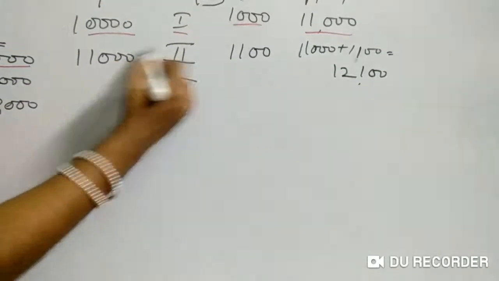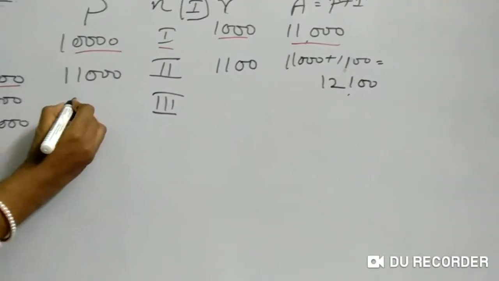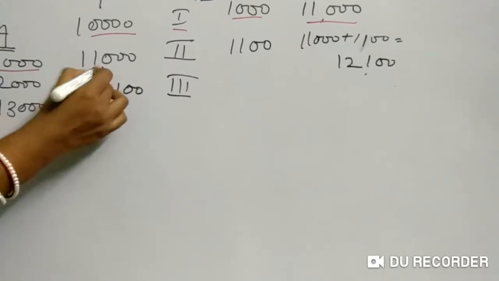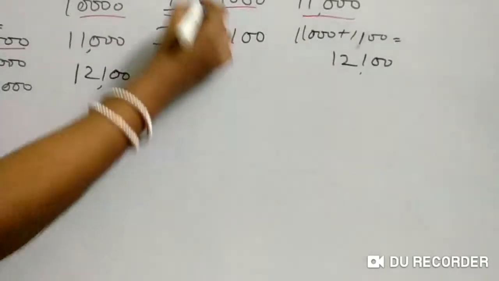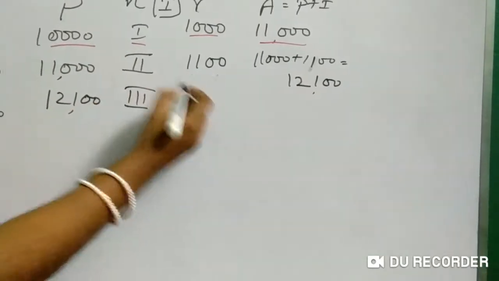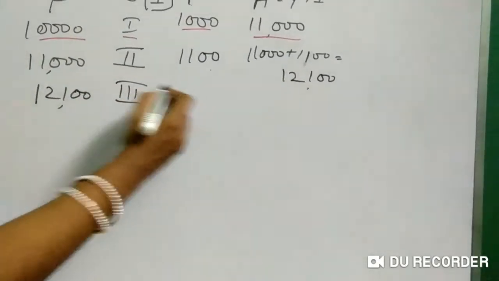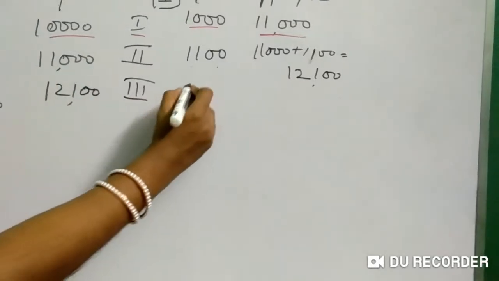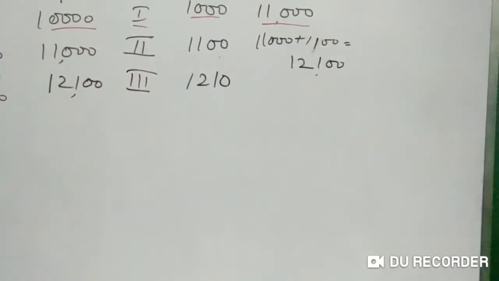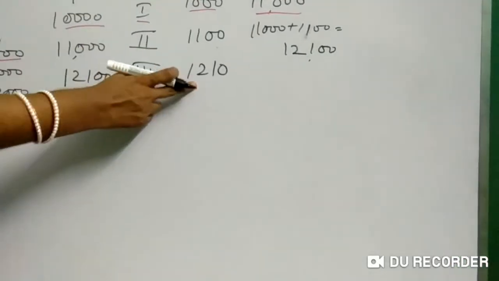That is, the second year amount will become the principal of the third year. Then again what will happen? Here the interest will change. Not on 1,100; you want to pay the 10% from this 12,100, which means you want to pay 1,210 rupees in this third year.